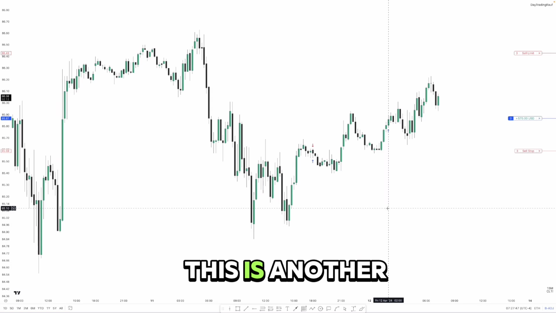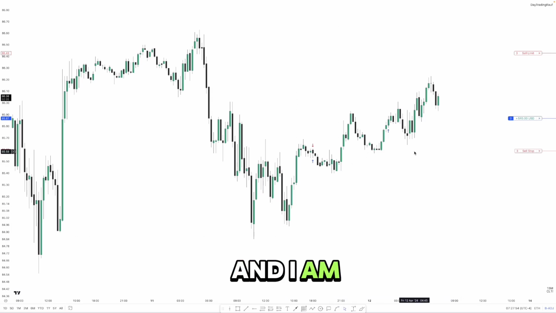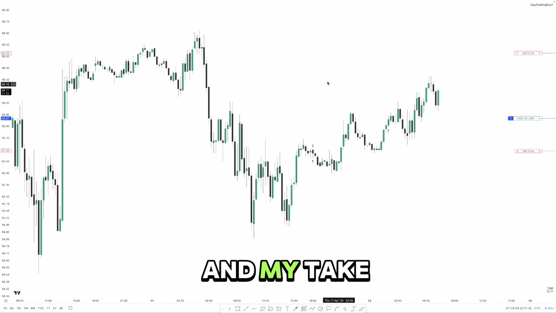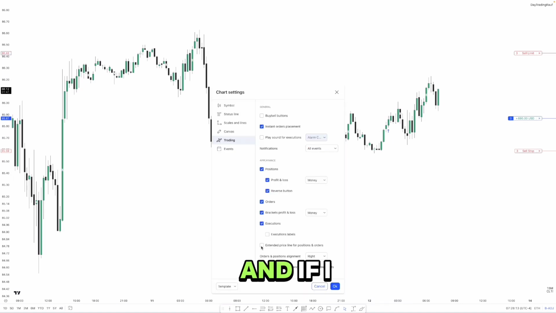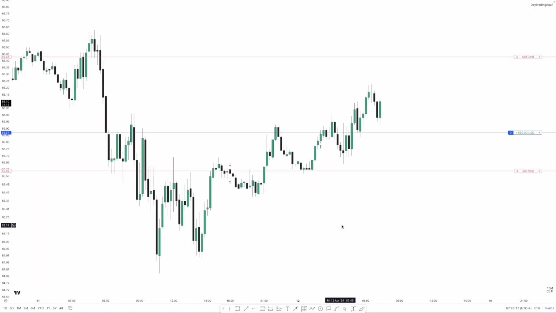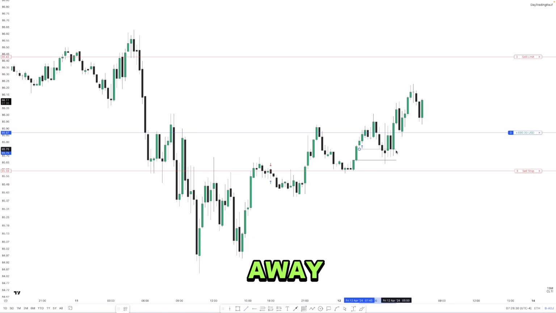What's good everyone, this is another live trade that I am in right now. And I am trading USOIL, and I longed right here. And my take profit is into these up close candles. And if I draw these lines out in time, this is the position that I'm in. We made this fair value gap that we traded into and we traded away.